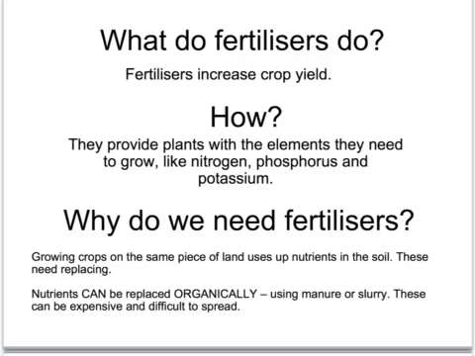So growing crops is an important business across the world, and it's important that we feed the population, and therefore farmers need to use fertilizers in order to maximize the profits that they get from their land. Of course, those nutrients could be replaced organically using manure or slurry, but these can be difficult to spread, can be expensive, and may not be available in a particular area.